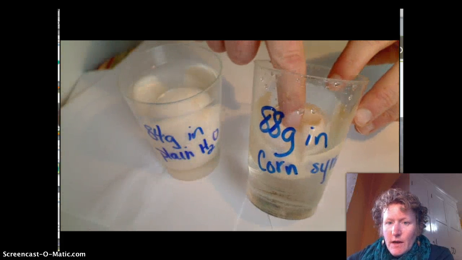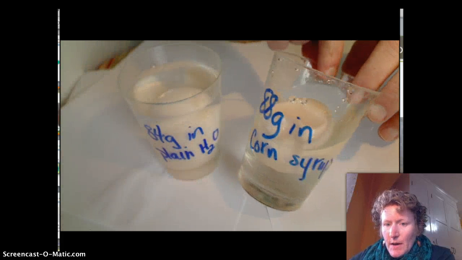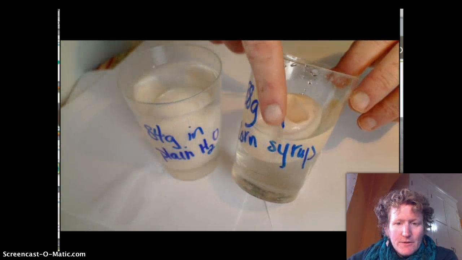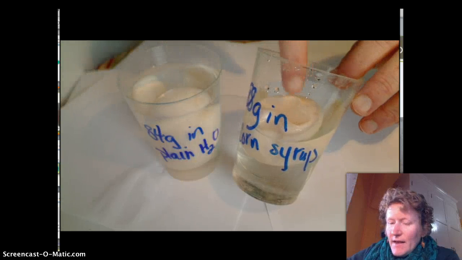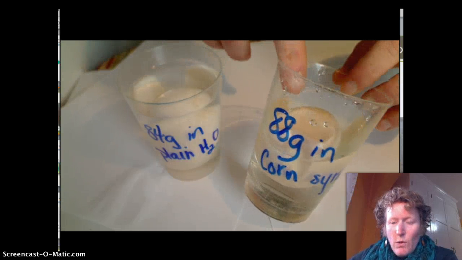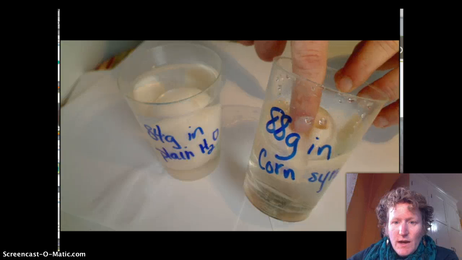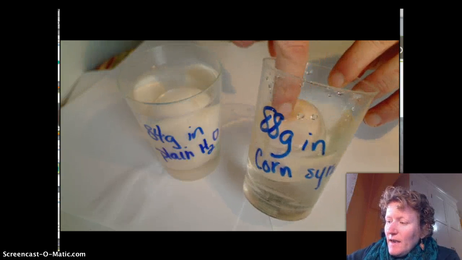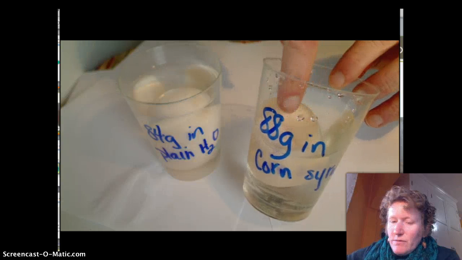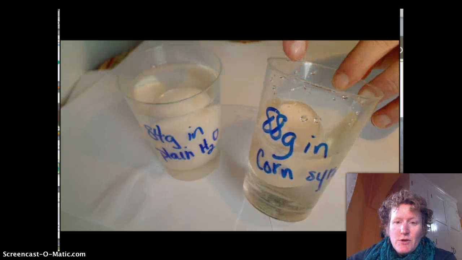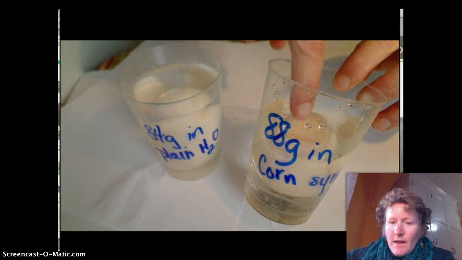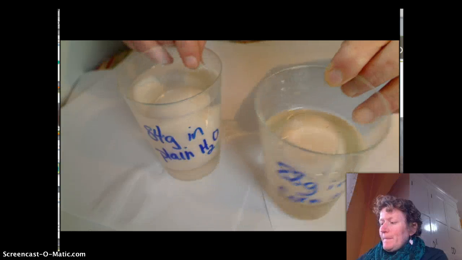pretty squishy. I put one in corn syrup, which is a very thick sugar solution that's often in soft drinks. And that's a hypertonic solution. It's more concentrated than the solution inside the egg. So you can see that the water left the egg, and the egg is now kind of wrinkled and shrivelly, the way grapes dry up and turn into raisins and get all those wrinkles. So a lot of water left this egg.